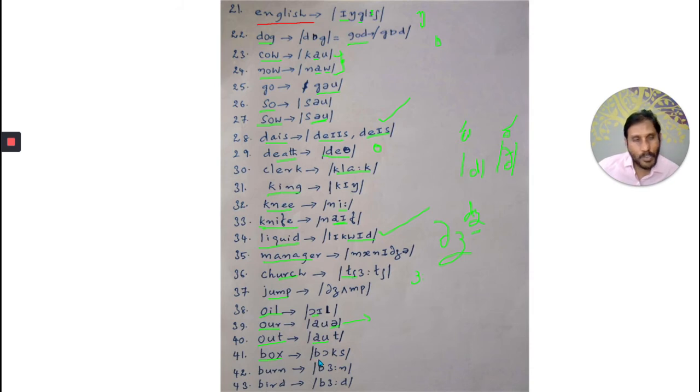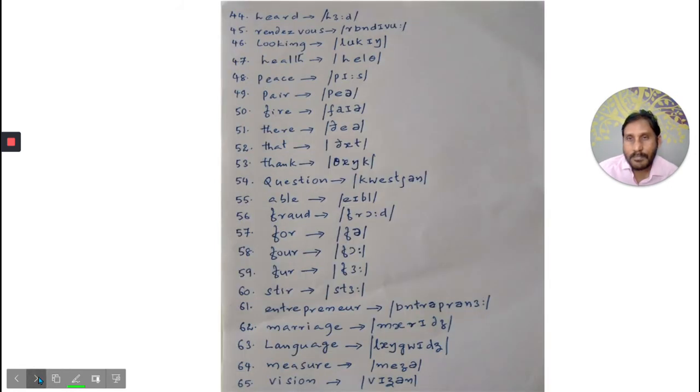Box. What you hear is the O, because the O spelling is there. Box. Burn, just like in church. Here also you have the same vowel. R is silent in the same way. Bird, just a sharp rise, bird. Okay, we'll go to the next set of letters.